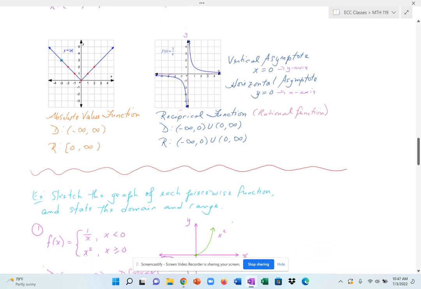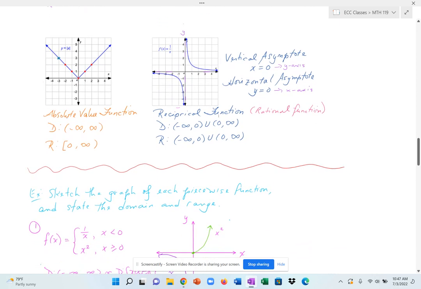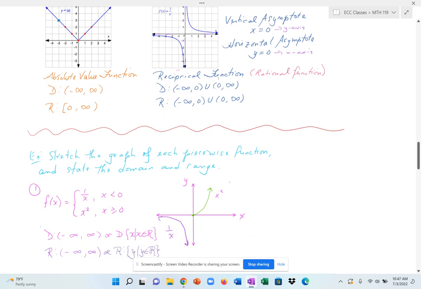Okay, so we're going to use those parent graphs in order to sketch a piecewise function. So this is a piecewise function. It is a combination of the reciprocal function and a parabola. So I want to show the reciprocal function for values of x less than 0, but the parabola for values of x greater than or equal to 0.